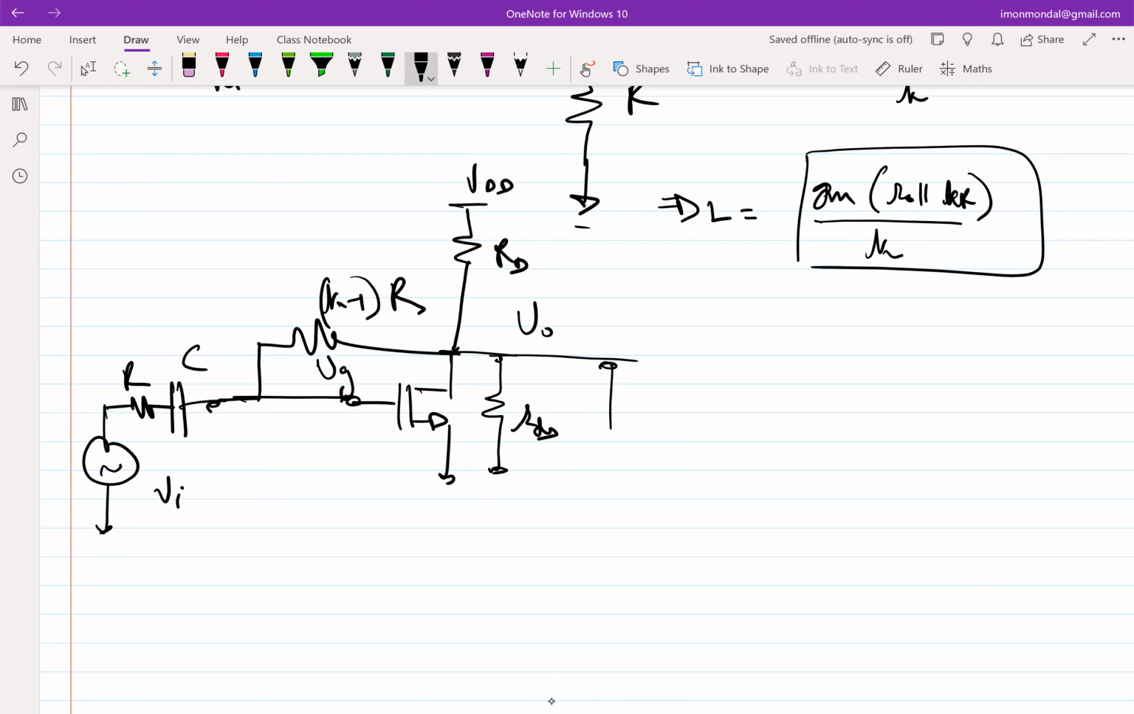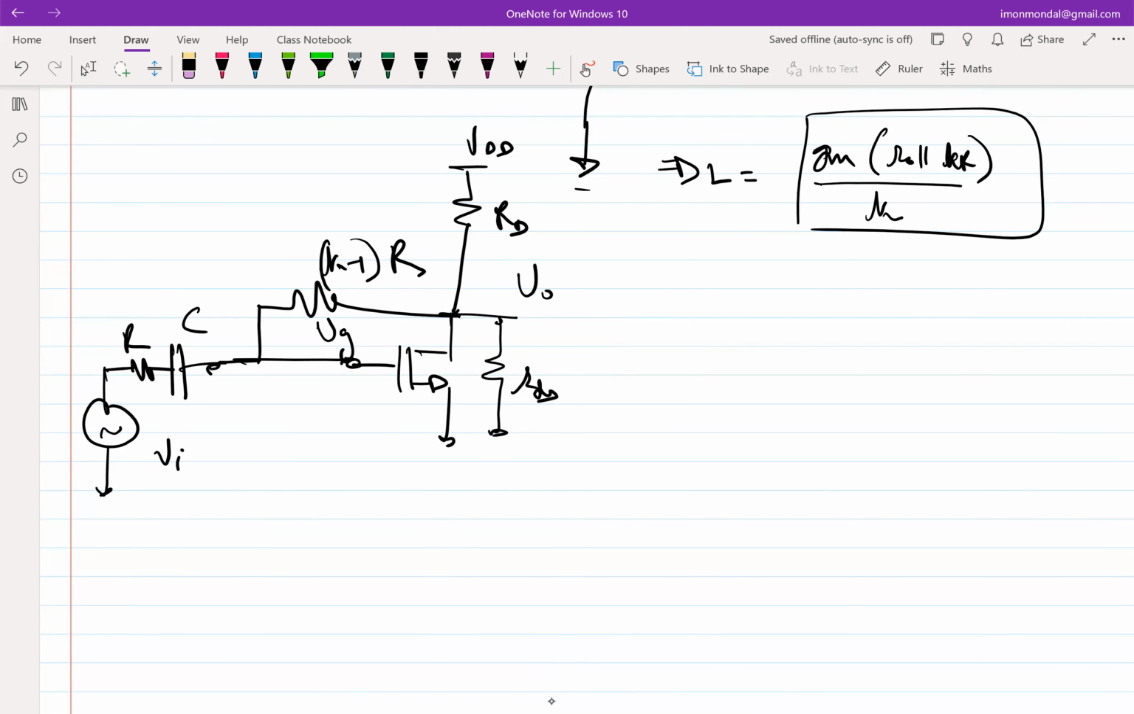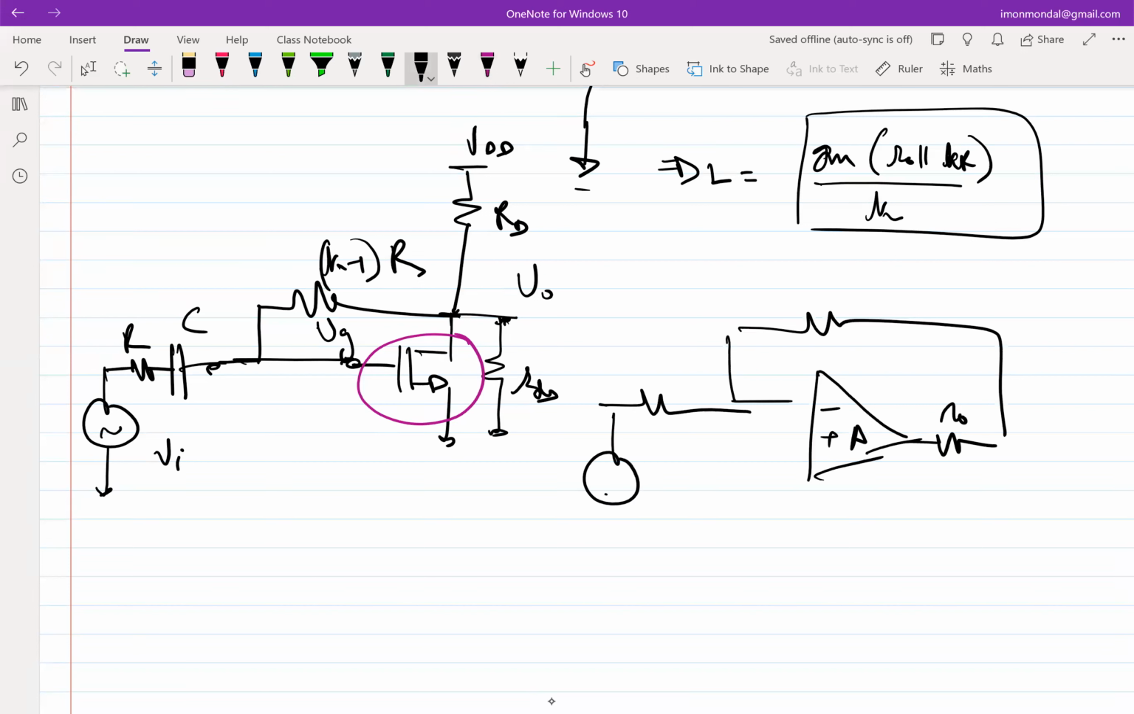An even more understandable and relatable configuration of the same structure is this. This guy happens to be an error amplifier, right? It's a transistor, fine, but its main role here is to amplify the error and feed it back in order to reduce the error, to push the error closer and closer to zero. So this, in a block diagrammatic sense, can also be thought of as some gain block A with some output resistance R0. And you have this, and this.